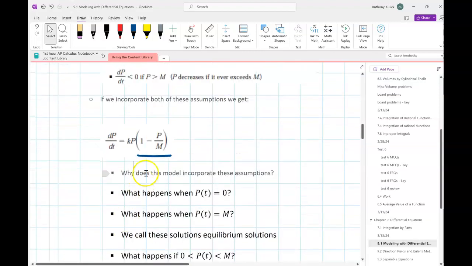If the population becomes M, this is then stuck at 0, right? Because M over M is 1, 1 minus 1 is 0, whole thing zeroes out. Does that feel okay?